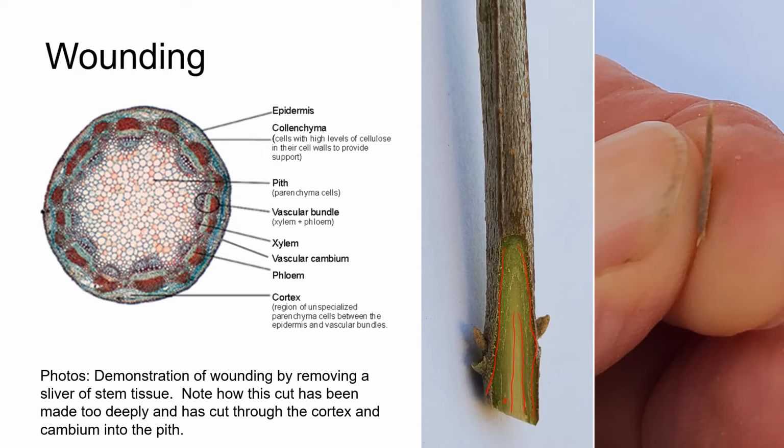So it's quite an art trying to keep your blade shallow enough so that you're just cutting through to the cortex and the cambium. And it's really good to practice first on wood that's not needed for cuttings.